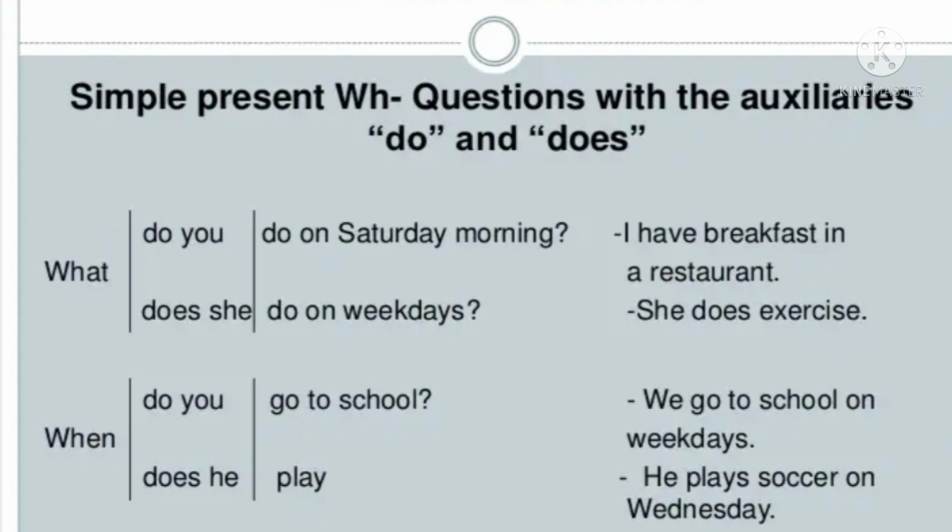In order to form WH questions in simple present tense, we use a WH word and do or does. For example, what do you do on Saturday morning? Or what does she do on weekends? When do you go to school? When does he play? Even if we use a WH word, we must use do or does along with it in order to frame questions. With this, I think simple present tense, its usages, and its structure in affirmative, positive, and negative sentences are clear for you.